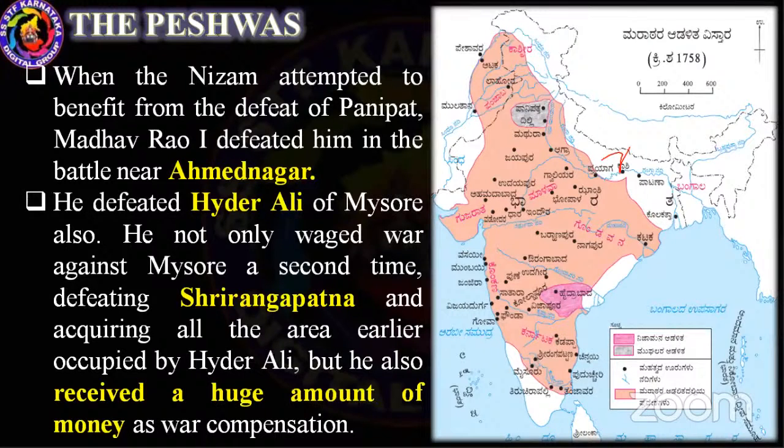He waged war against Mysore a second time, defeating Srirangapatna and acquiring all the areas earlier occupied by Hyder Ali. He also received a huge amount of money as war compensation. Several times the Maratha Peshwas occupied the territory of Mysore and collected compensation from the ruler of Mysore, Hyder Ali.